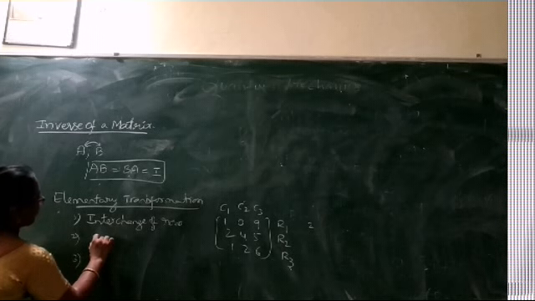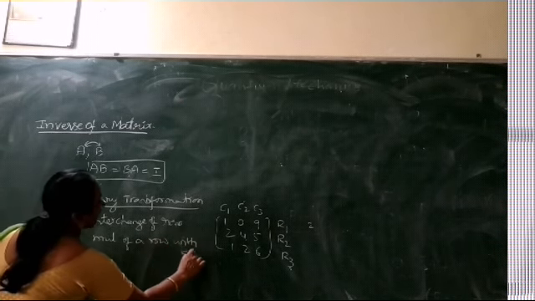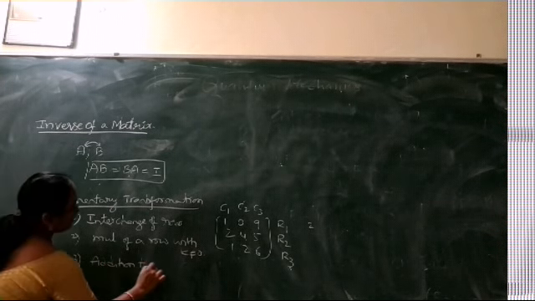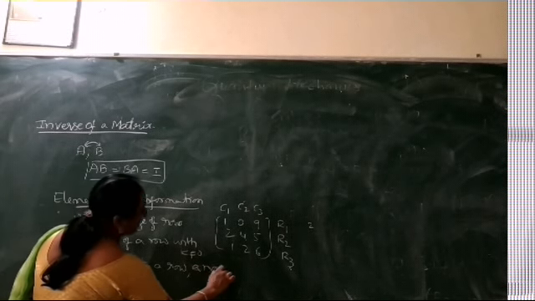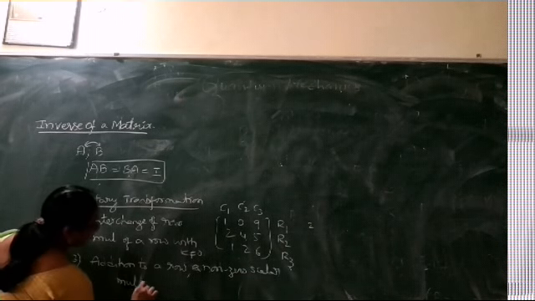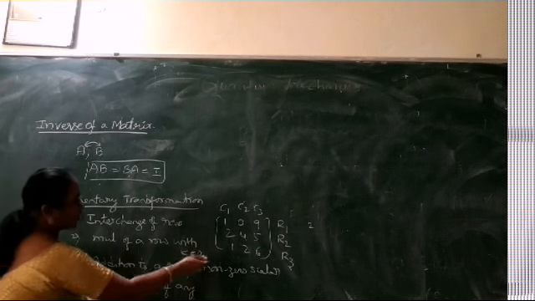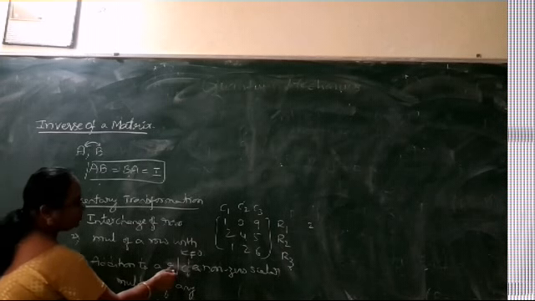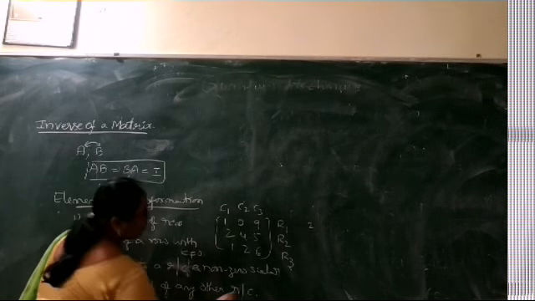The second one is multiplication of a row with a constant k which is non-zero. Now the third one is addition to a row, a non-zero scalar multiple of any other row or column. So addition to a row or column, we have to say here a row or column. So addition to a row or column, a non-zero scalar multiple of any other row or column.